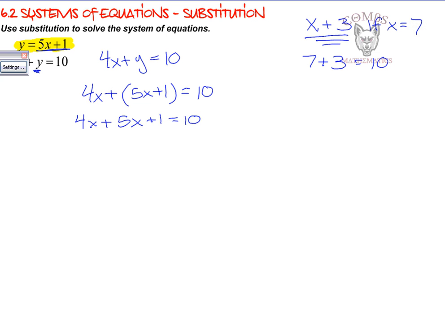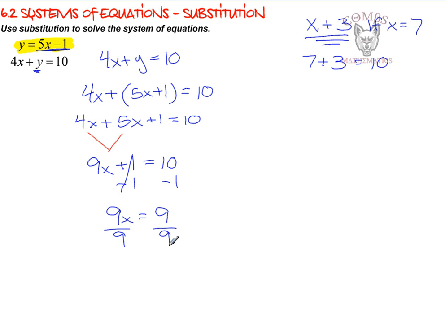Then we can combine our like terms, 4x plus 5x, giving us 9x plus 1 equals 10. Now, we continue solving for x. We want to isolate the variable term by subtracting 1 on both sides of the equation. 10 minus 1 is 9. And then finally solve for x by dividing by 9. And x equals 1. And that's half of our solution.